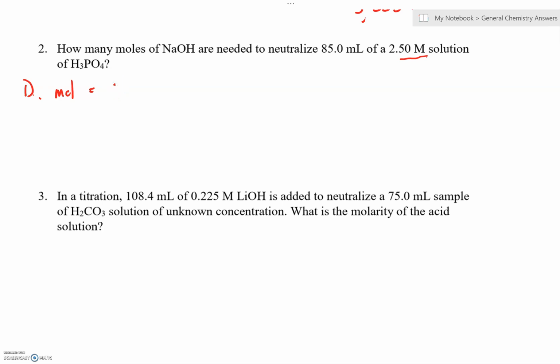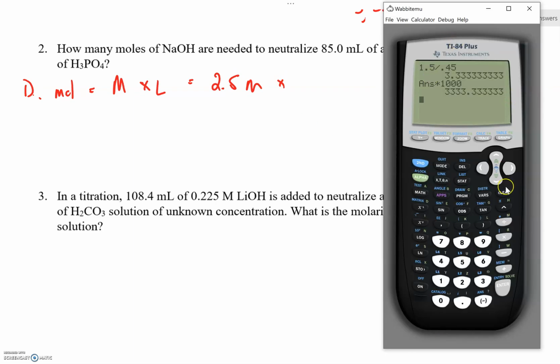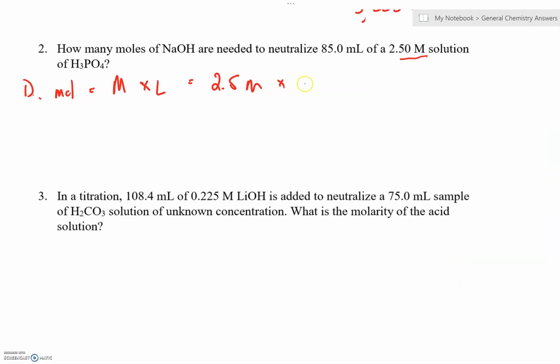We've been doing this quite a lot, so we know that moles is equal to molarity times volume. You know that. We have 2.5 molar times 85 mils. I'll do this one more time because we're going from milliliters to liters. So we're going to say 85 divided by 1,000. And this is 0.085 liters, and this will tell us how many moles we have.